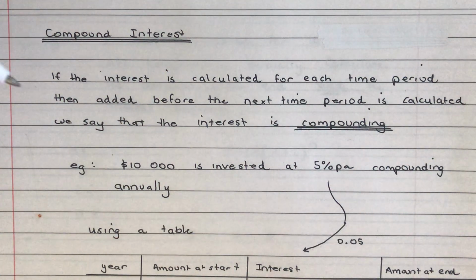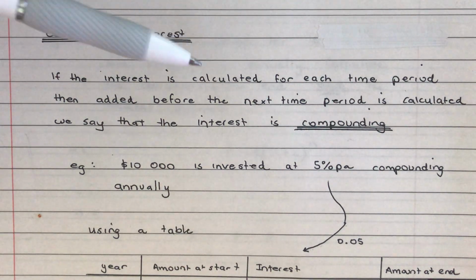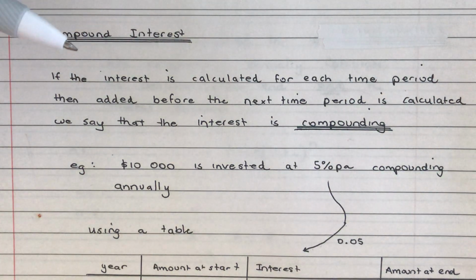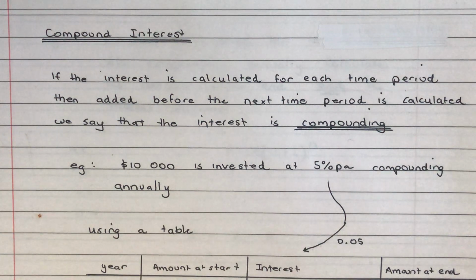So when we're looking at compound interest, it means that if we have a loan or if we have an investment, the interest is calculated for each time period, added on, and then calculated again each time, so that as you are going through the time periods, you're earning more interest over time as the amount gets bigger.